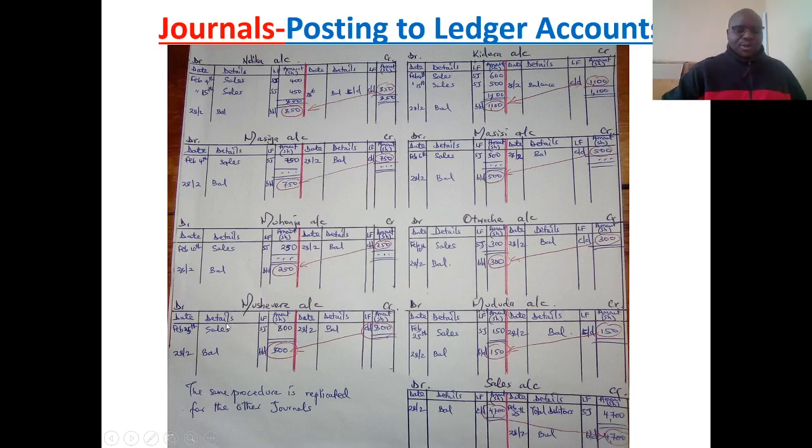Mushevere bought goods worth 800. No other transaction in February. So we have just a total of 800 as balance carried down, or a debit balance at the end of that month. Moduda bought goods worth 150, no other transaction, so the totals 150 as balance brought down or the debit balance at the end of that month.